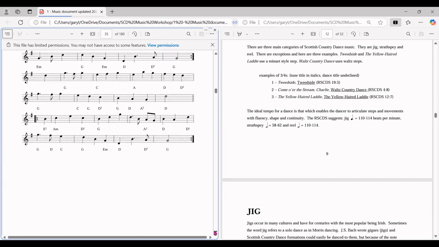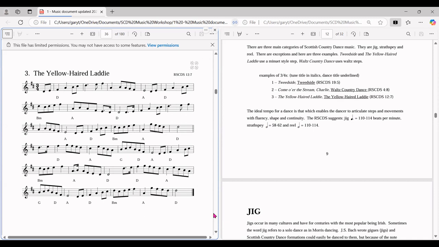And I had Tweedside up and I had them play Yellow-Haired Laddie. Would you play that again so they can actually see what having play? Thank you. Ready, 2, 3, play, 2, 3.